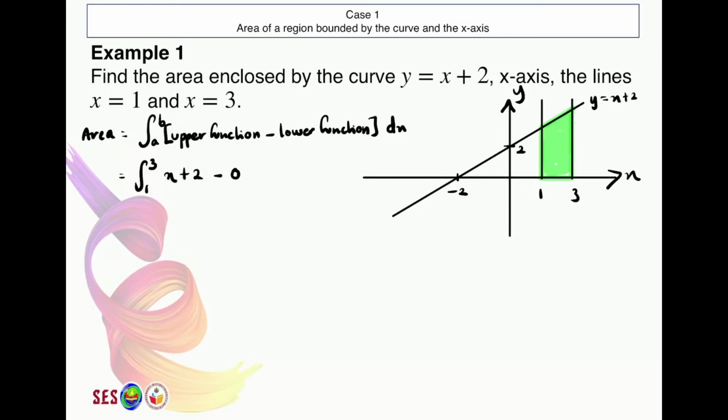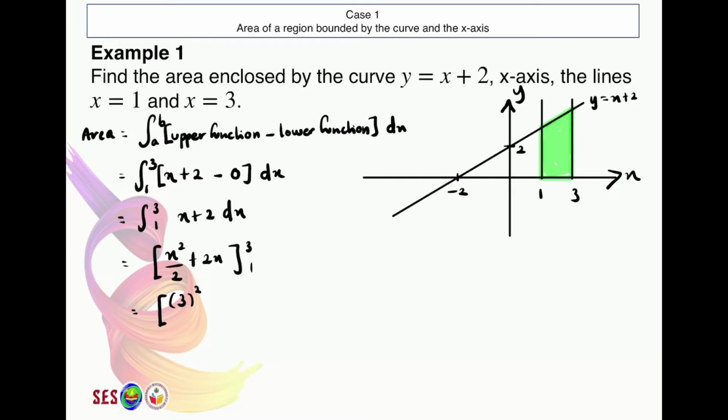Just to make it clearer, I'll be writing minus 0. And the whole thing will integrate with respect to x. So put dx. So we further simplify to get the integral of x plus 2 dx. Okay. So I'm pretty sure that this definite integral would be easy for you to solve. So if we were to solve it, we'll get x to the power of 2 over 2 plus 2x, and this will be from 3 to 1. Okay. So now we would substitute the values.